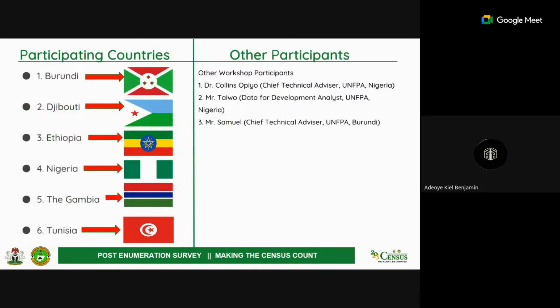These are the participating countries. There were 6 countries, with 3 persons each selected. We have Burundi, Ethiopia, Nigeria, Gambia, and Tunisia. Gambia and Nigeria were our West African representatives. And we can see that the countries selected here are small countries compared to Nigeria. Other participants of the workshop included our very own CTA, a professional attendee, a data for development analyst attached to us at the UNFPA, and the chief technical advisor, UNFPA, attached to Burundi. So we are the workshop participants.